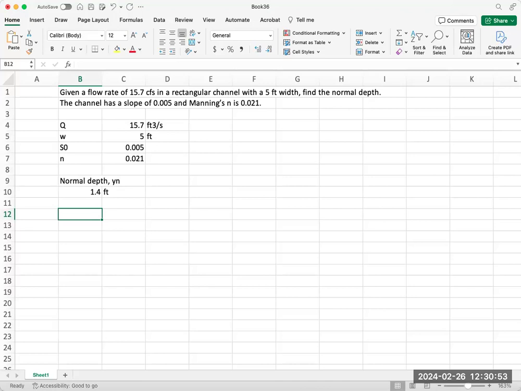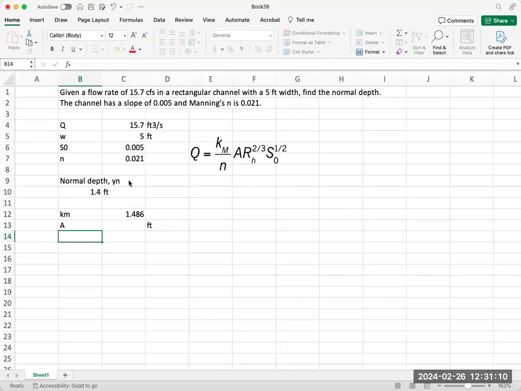So I'm just going to grab that Manning's equation and copy and paste it over into this right there. So KM, we are with feet, so 1.486 is what KM is equal to. And then I also need to find area, which will be in feet squared, and RH, which will be in feet, which means I probably also need to find my wetted perimeter.